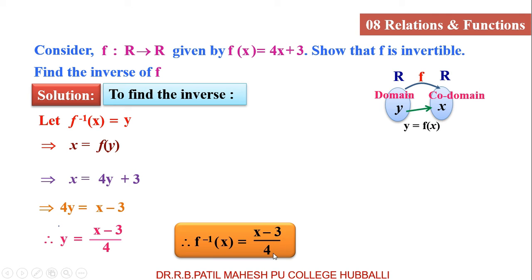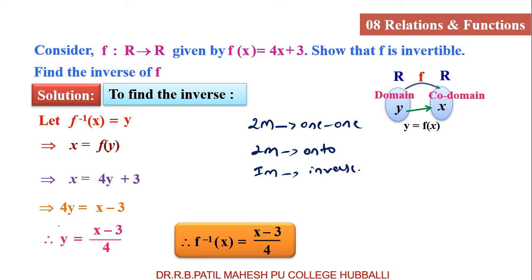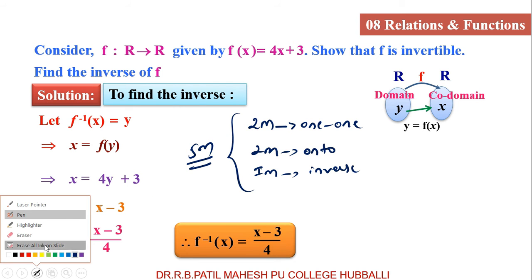Dear students, it is a question for 5 marks: 2 marks for 1-1, 2 marks for onto. I will write here. Proving 1-1 you will get 2 marks. Proving onto you will get 2 marks. Finding the inverse, you will get 1 mark. So overall this is a question of 5 marks. So you will prepare for the examination if you understand it. Let me go to the next example.